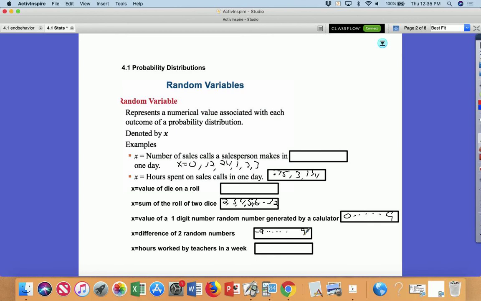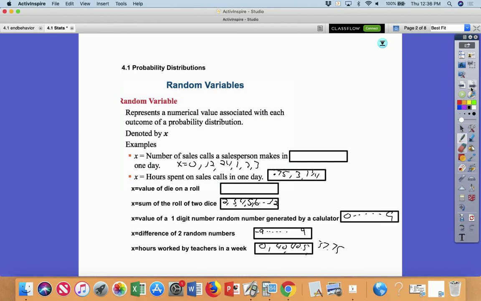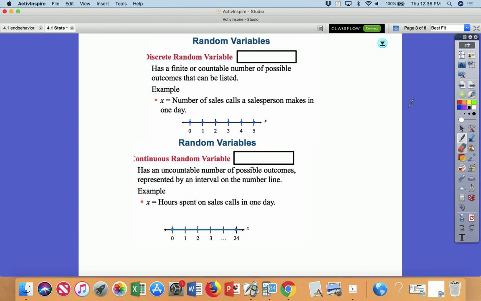Hours worked by teachers: 0, summer, 40, 40 and a half, 37.75, right? So my point of putting some of these in here is because we can really classify random variables as either discrete or continuous. So let me talk about discrete and continuous, and we'll maybe look at a couple of those examples.